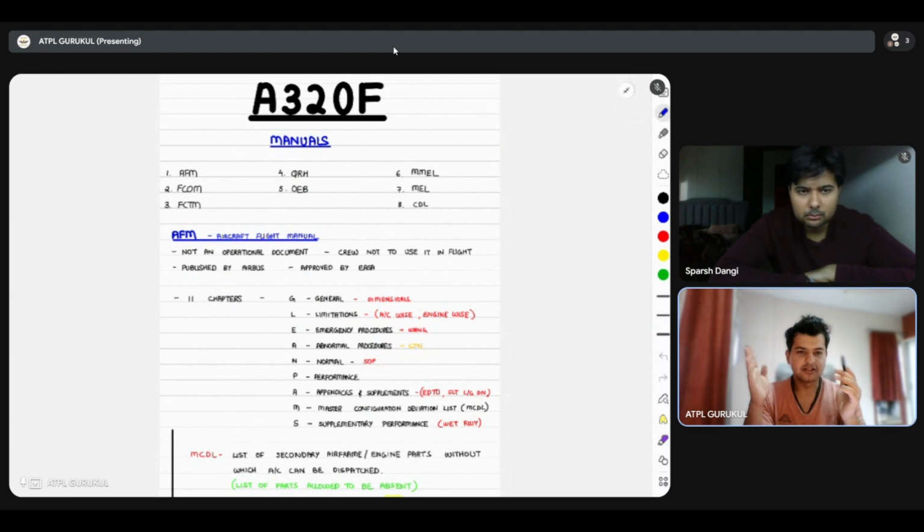Let's say something is written in the FCOM and there's something written in the FCTM, which will supersede? FCOM will supersede. If something is written in the AFM and something similar is written in the FCOM, and there is a discrepancy between the two, who supersedes whom? AFM supersedes FCOM.